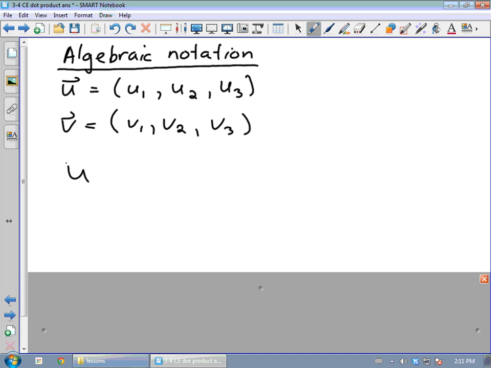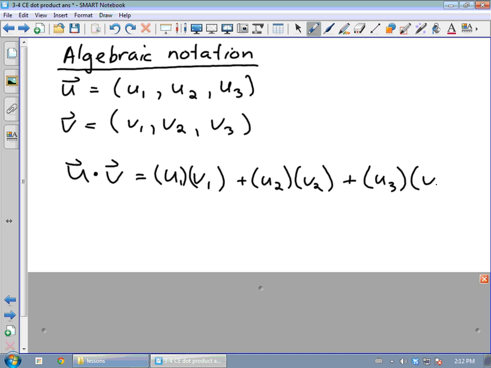And we want to do u dot v. For the dot product here, we're going to take our two x components, u1 and v1, and multiply them together. u1, v1. And this is just straight scalar multiplication here. So I'll just put brackets around it like this. u1 times v1. And to this, we are going to add u2 times v2. And to that, we're going to add u3 times v3.